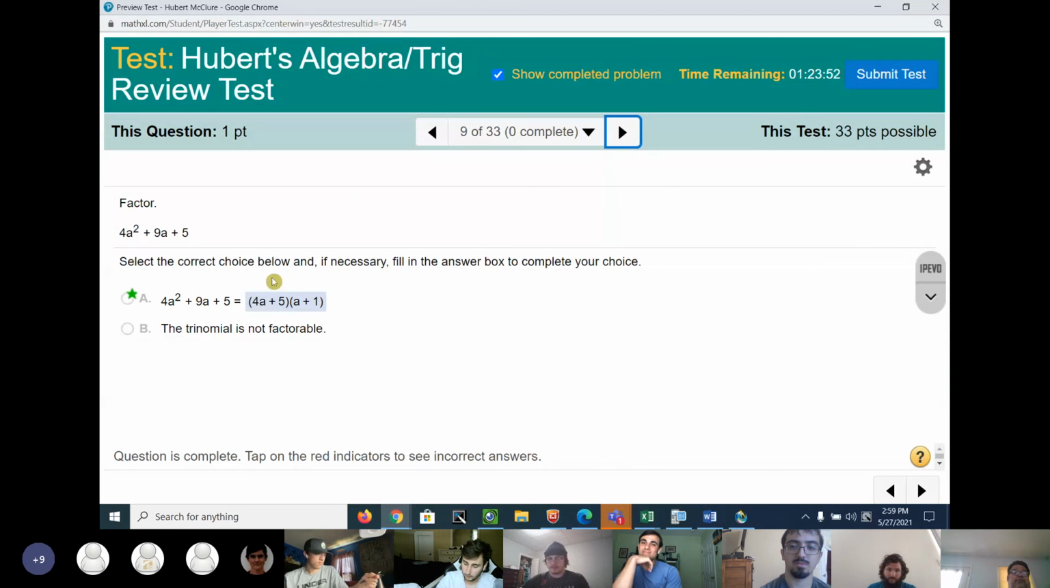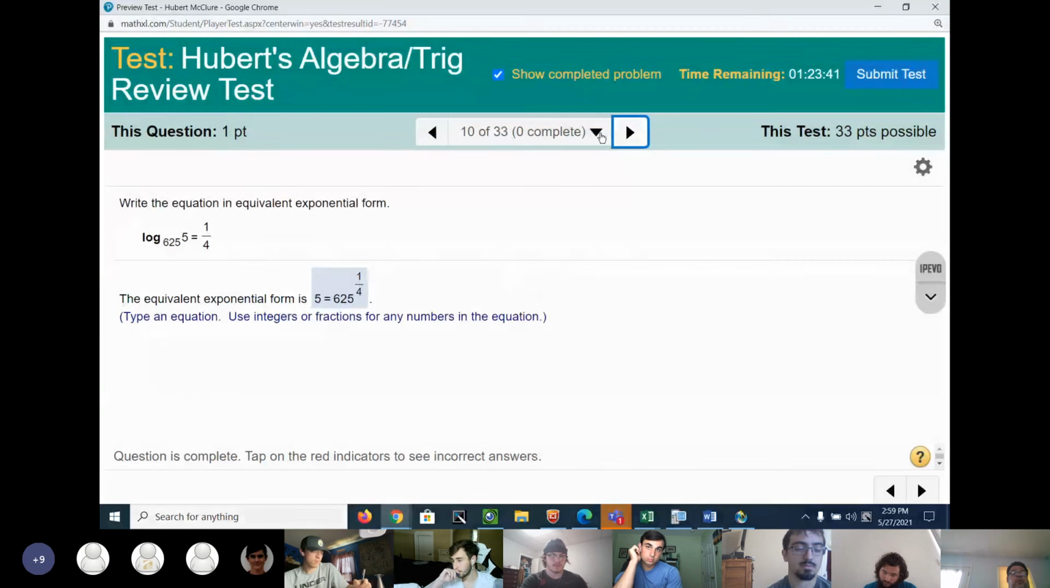All right. Factor. That's pretty self-explanatory. There we go. Definition of a logarithm. A to the y, 625 to the 1/4 power is equal to 5. That's the definition of a logarithm.